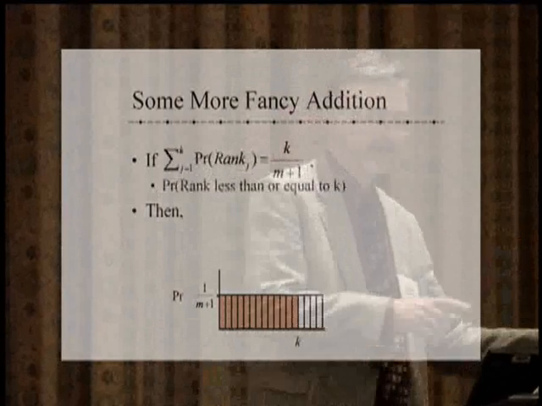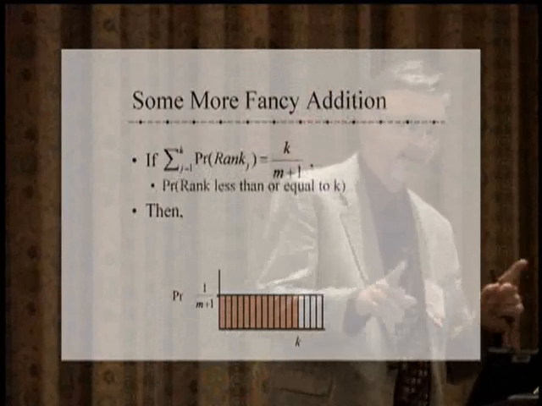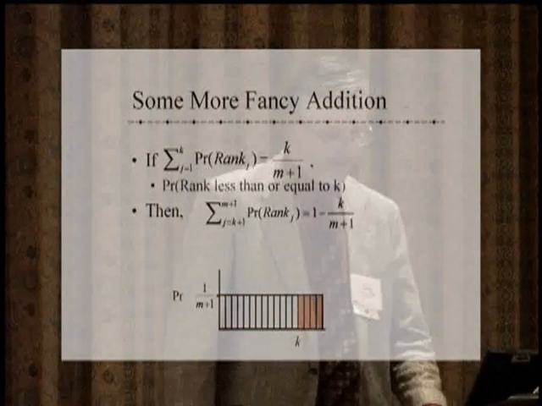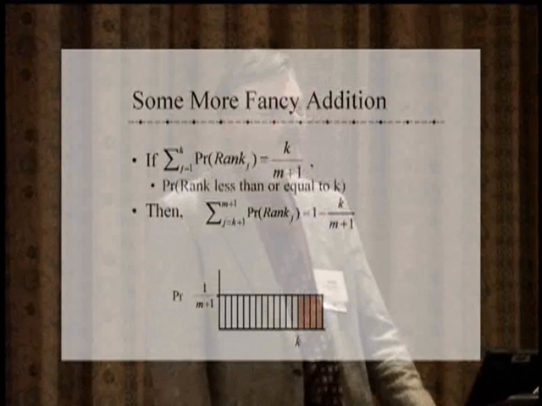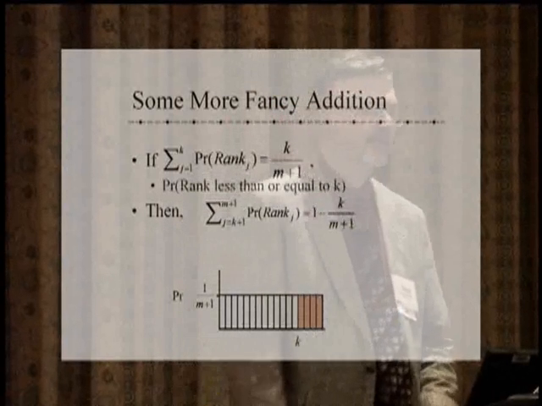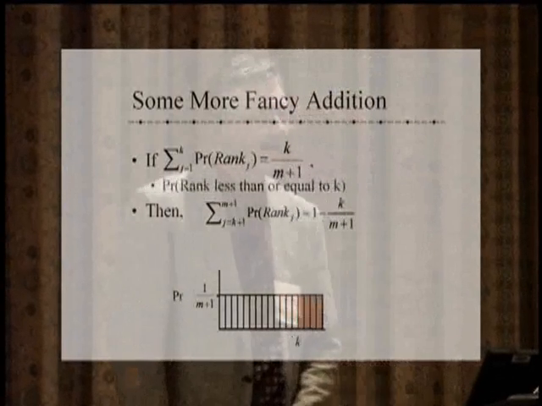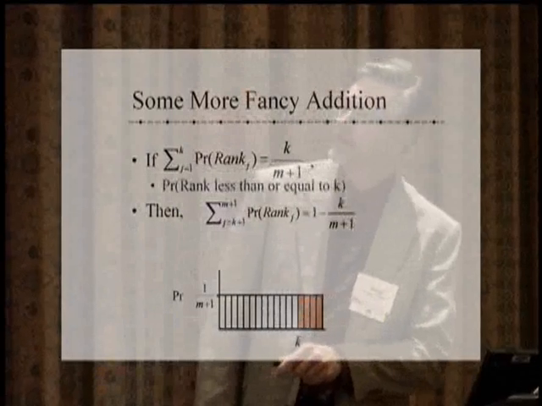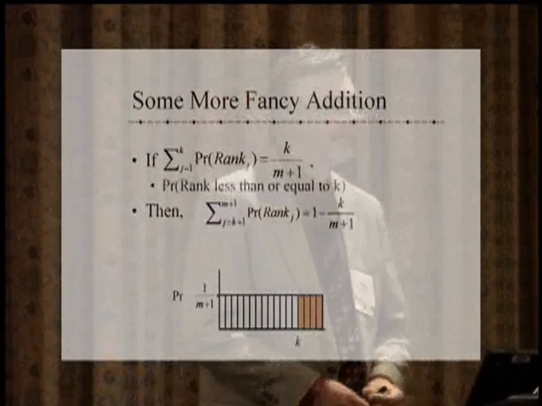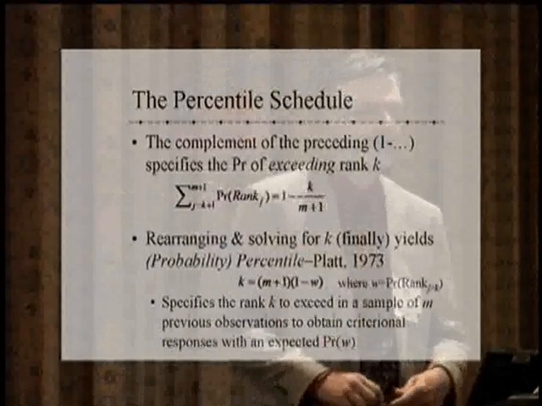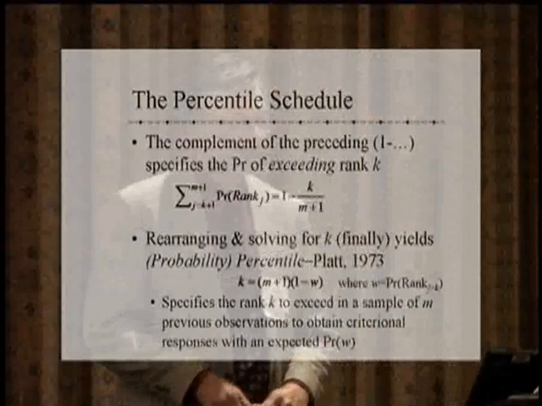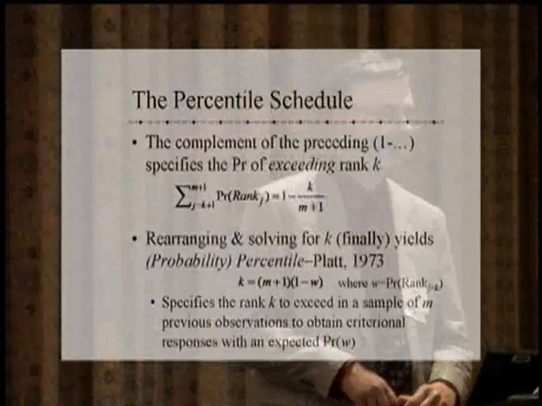And if the probability of ranking between 1 and k is k over n plus 1, then what's the probability of ranking above k? It's the complement of that: 1 minus k over n plus 1. That's really simple. It looks complex, but it's really simple. The complement specifies the probability that you will exceed the rank k.